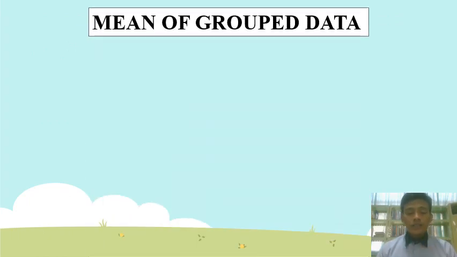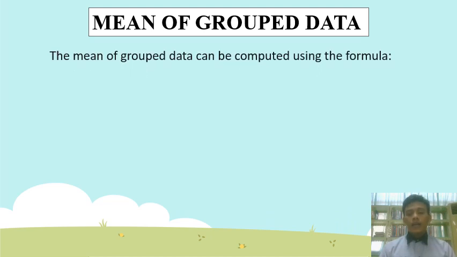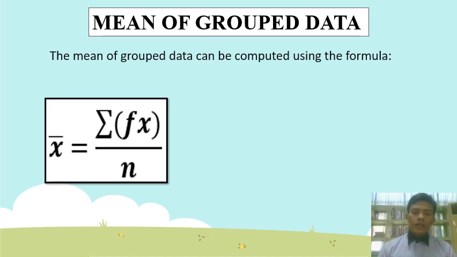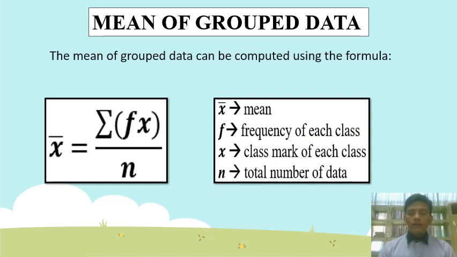We will discuss first the mean of grouped data. The mean of grouped data can be computed using the formula: mean is equal to the summation of the frequency times x over n, where this symbol is called the mean. f is the frequency of each class, x is the class mark of each class, and n is the total number of data.